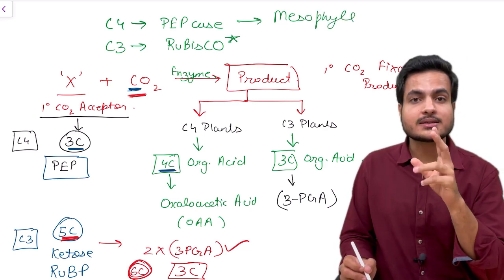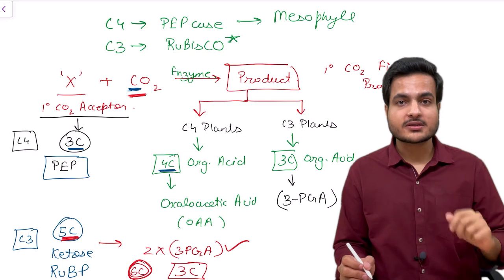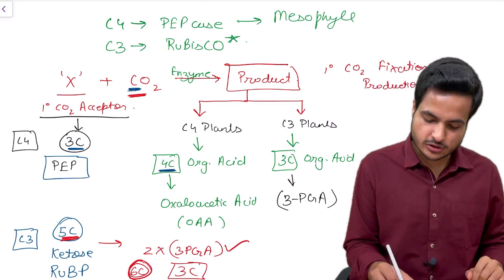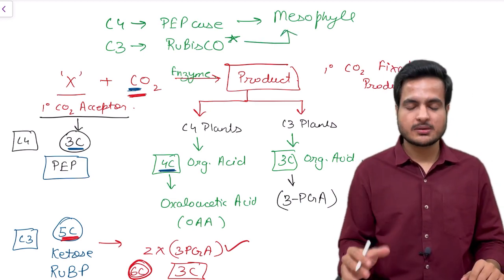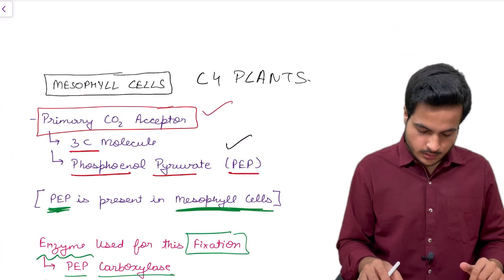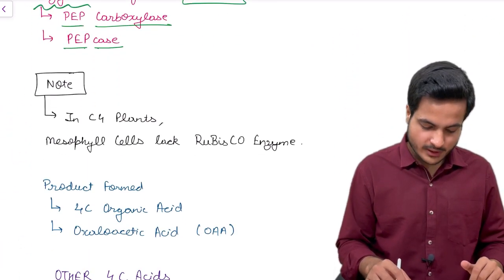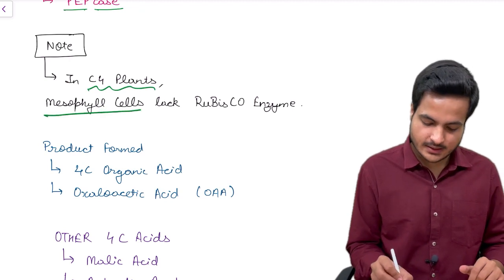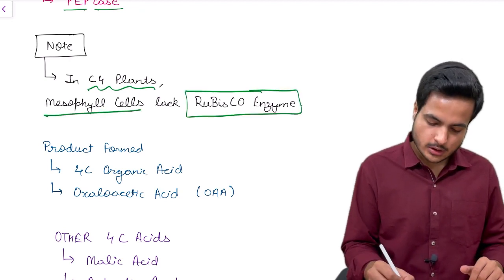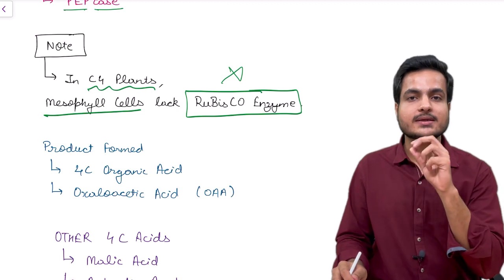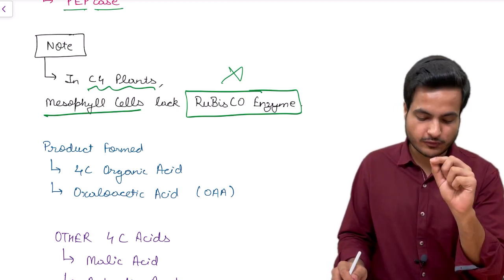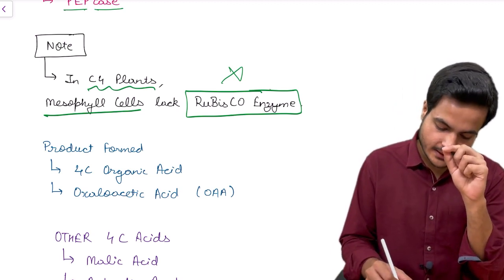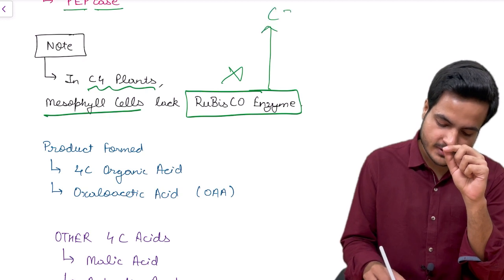And in C3 plants, the enzyme required for carbon dioxide fixation is rubisco. This is also present in mesophyll cells of C3 plants. Now, in C4 plants, these mesophyll cells lack the rubisco enzyme. So rubisco is not present in the mesophyll cells of C4 plants, but it is present in the mesophyll cells of C3 plants.